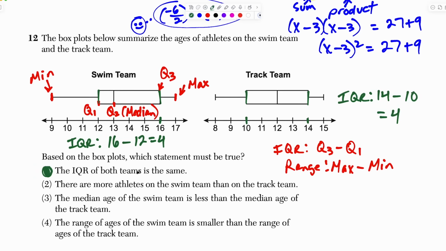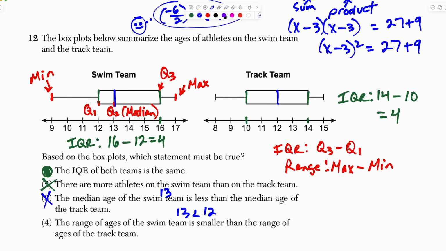There are more athletes on the swim team than on the track team. Well, all we have here is the ages of the athletes on the swim team and track team. So this isn't telling us how many athletes are on the actual team, so that we can't determine based on what they gave us. So this is out. Now we have the median age. The median age of the swim team is 13, and they're saying 13 is less than the median age of the track team, which is 12. But 13 less than 12 is not true. So 3 is out.